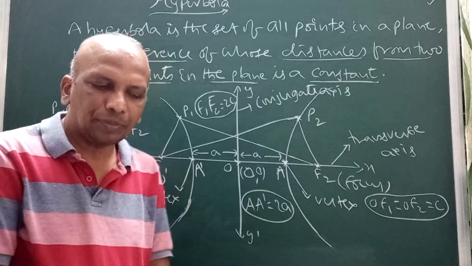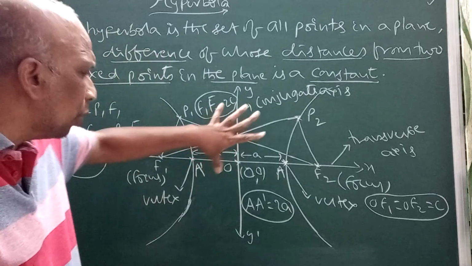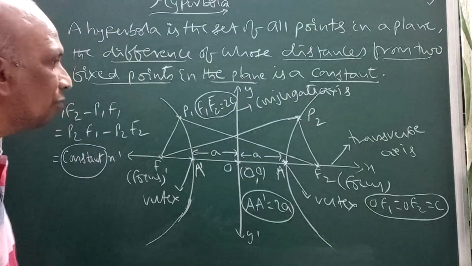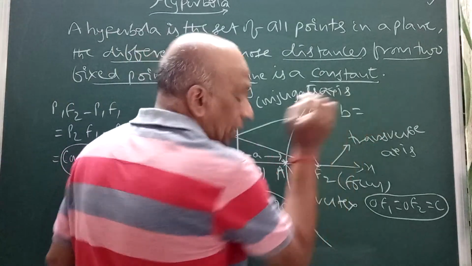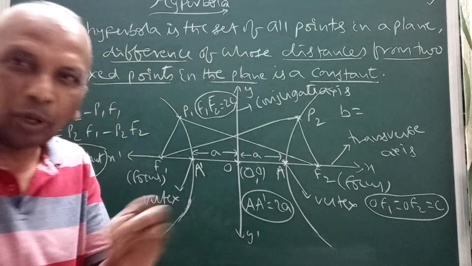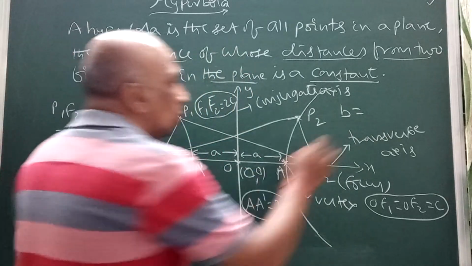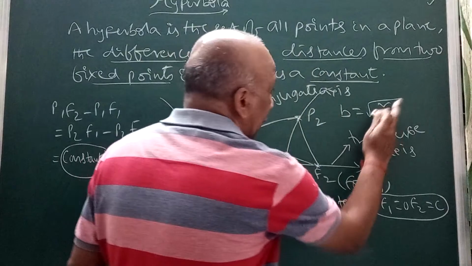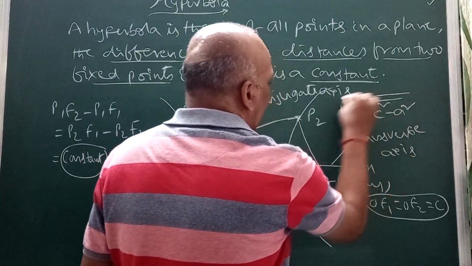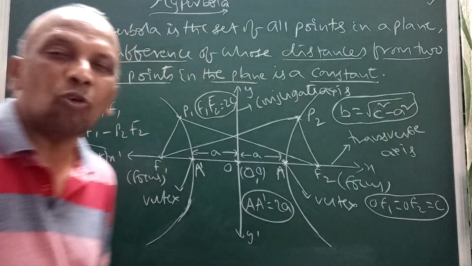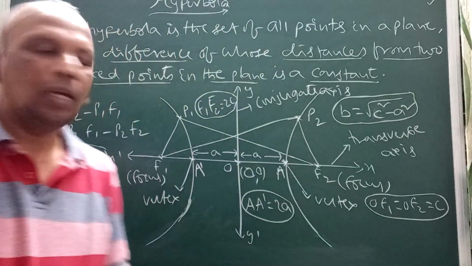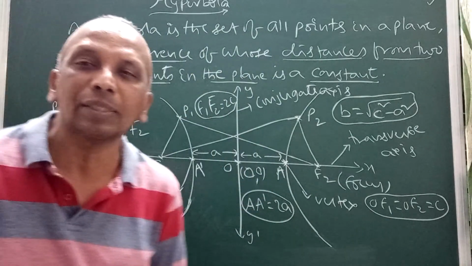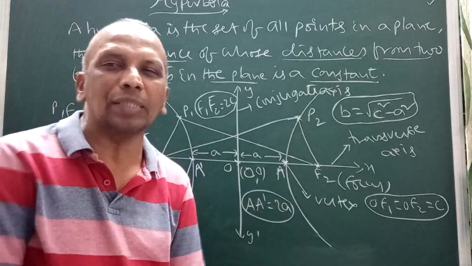Remember that. Now, knowing these things, they define the value of B. How do they define the value of B? They define the quantity B as the root of C square minus A square. So B is equal to root of C square minus A square.